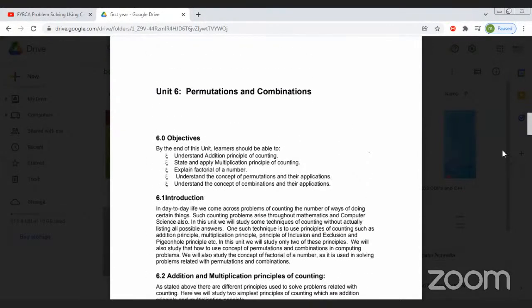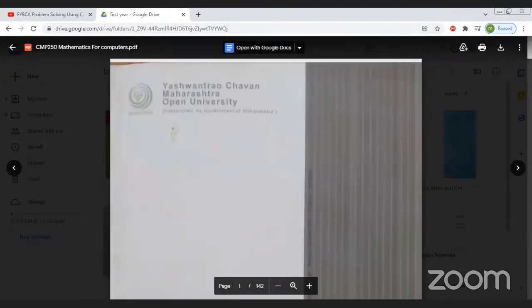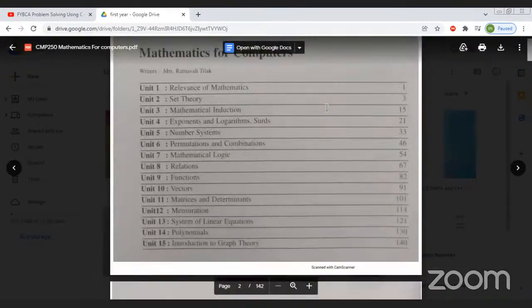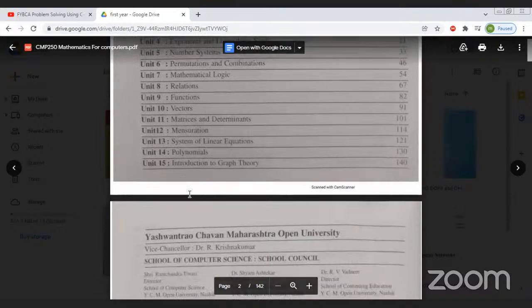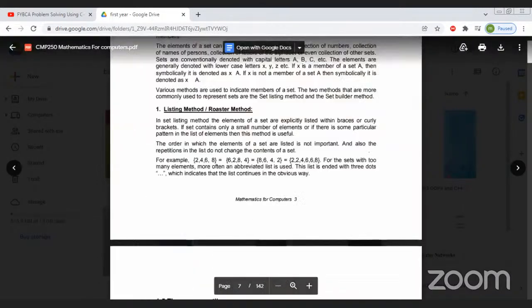Now after this, how many units do we have in this? There are many units, so we have to move further.